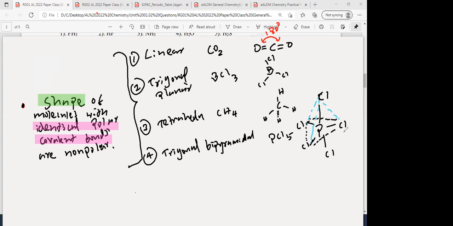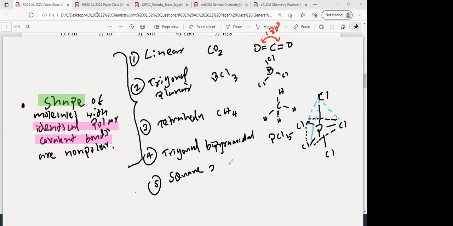So this way you can also make a pyramid downwards like this. Is that clear? Right. If you search on the internet for trigonal bipyramidal, you will easily get the three-dimensional view.